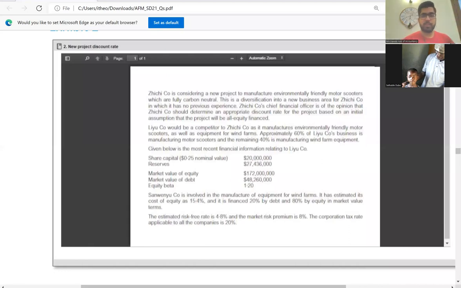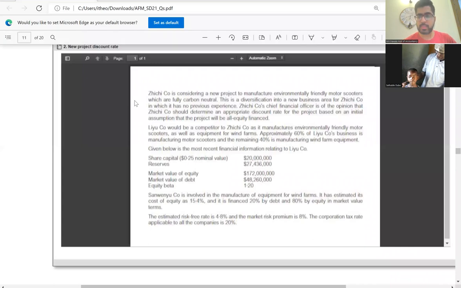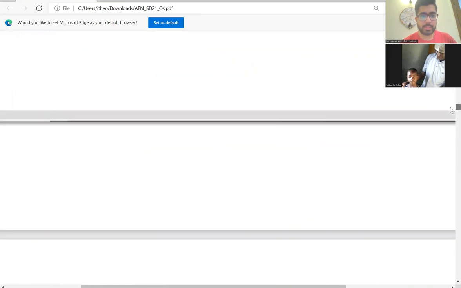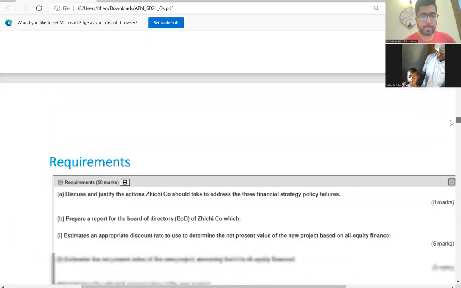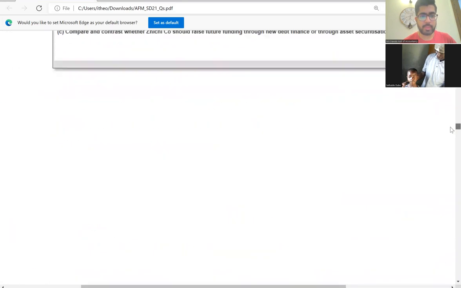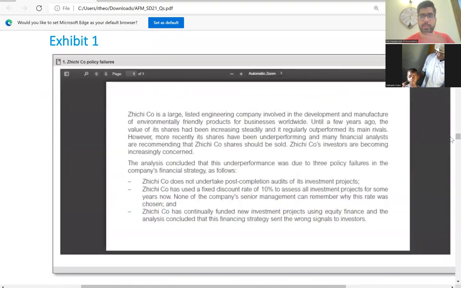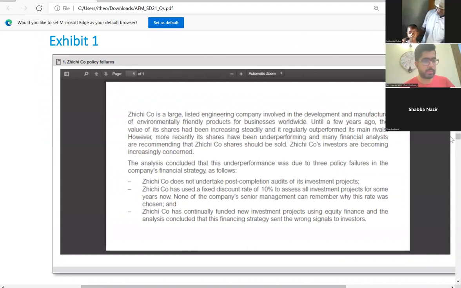Okay, so after the instruction screen, which was just allowed to pass, remember that we were doing this question called the ZHICHI company, which had five exhibits, and these were the requirements. So I will go back to the requirements later. Now I will quickly review this because I hope you remember the question from yesterday.